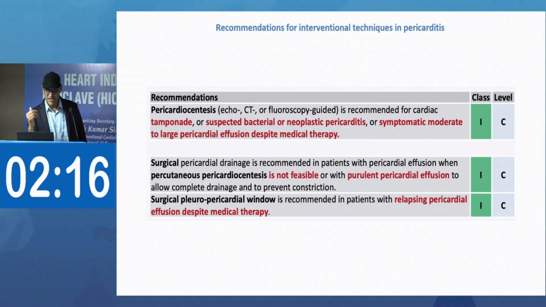Regarding interventional therapy, pericardiocentesis is recommended for cardiac tamponade, suspected bacterial or neoplastic pericarditis, and symptomatic moderate to large pericardial effusion despite medical therapy. Surgical pericardial drainage is recommended when percutaneous pericardiocentesis is not feasible or with purulent pericardial effusion. Surgical pleuropericardial window is recommended in patients with relapsing pericardial effusion despite medical therapy.